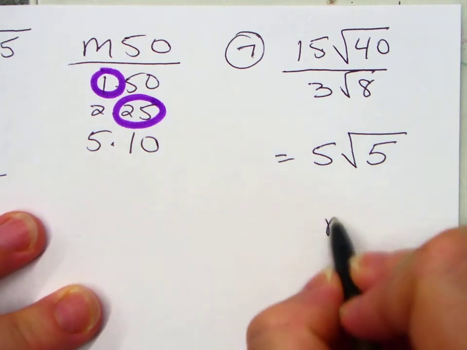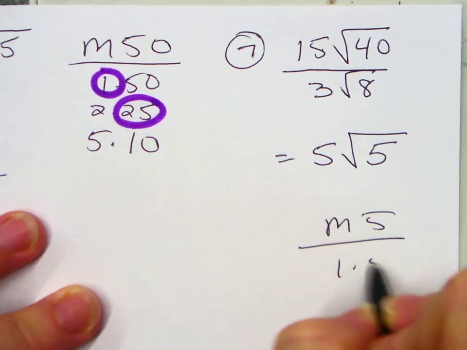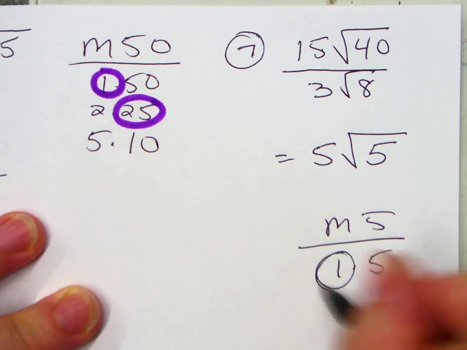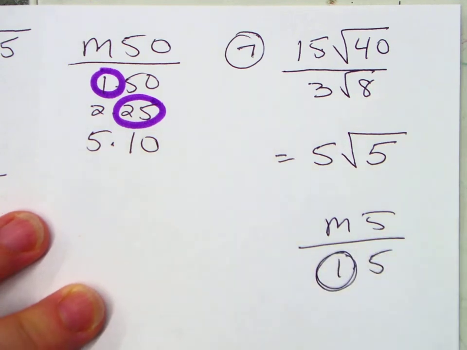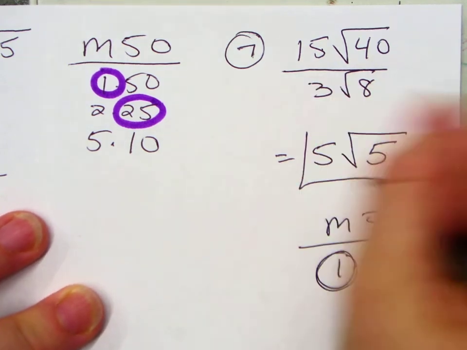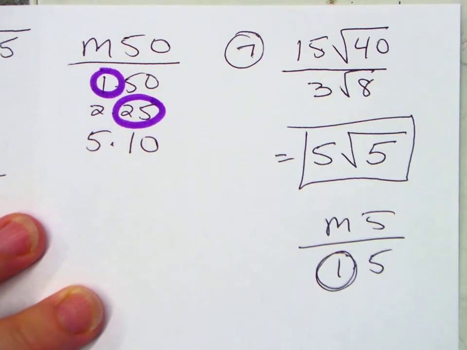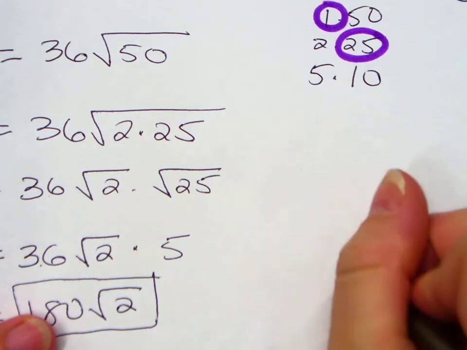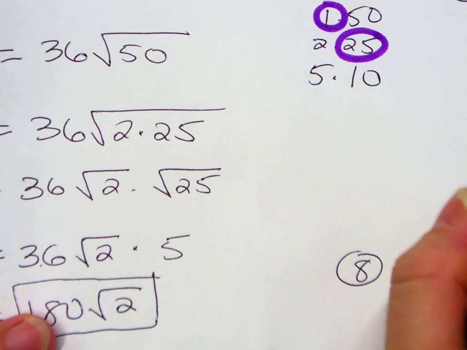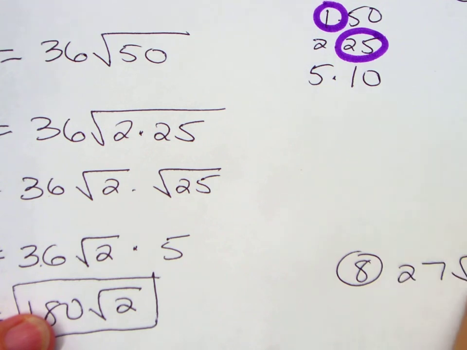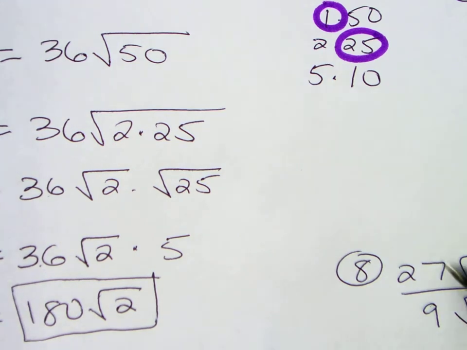Now, the only thing that multiplies to 5 is 1 times 5. So if you just have a 1, nothing's going to happen. You can't do anything. It's not going to simplify at all, so just leave it. Okay. Number 8. 27 radical 32 over 9 radical 4. Again, divide. Divide the front.